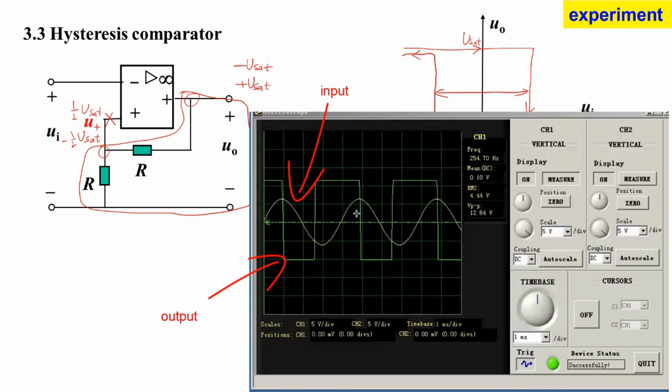The yellow curve is the input, and the green curve is the output. When the AC signal increases to greater than the non-inverting voltage, the output turns over from positive to negative. When the input decreases from positive to negative and is less than the non-inverting input, the output turns over again from negative to positive. So the circuit realizes the function of a hysteresis comparator.